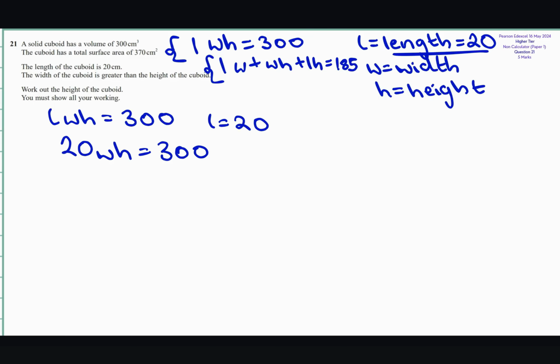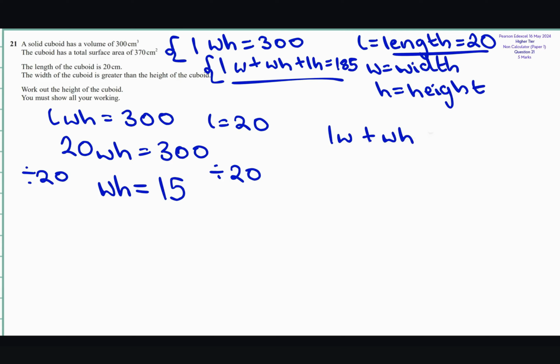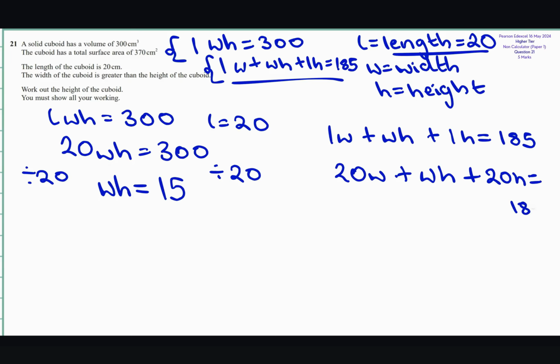Now, what can we make of this information? Well, if we divide by 20 on both of our sides, we end up with the equation WH is equal to 15. We can use the same sort of substitution for this equation. So let me just rewrite it. LW plus WH plus LH is equal to 185. That means 20W, because L equals 20, plus WH plus 20H is equal to 185.